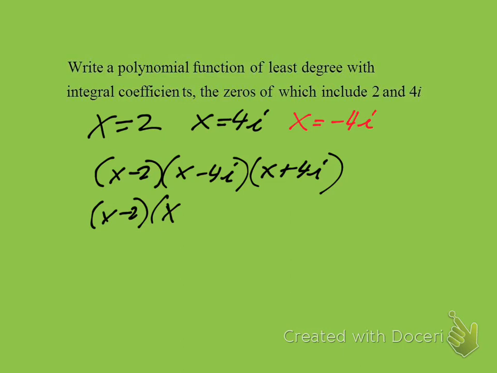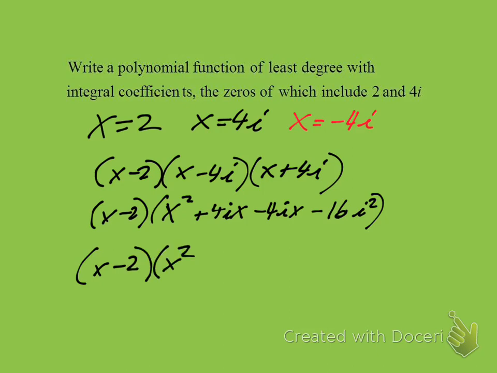X times x, x squared. X times 4i, 4ix, good. Negative 4i times x, negative 4ix. Now, negative times positive gives you negative, 4 times 4 gives you 16, i times i squared. Now, I wrote this out just so you see it. See these two? A 4ix and a negative 4ix. If these end up in your answers, you did something wrong. Thankfully for us, 4i minus 4i gives us 0. And 0 times x is 0. So those middle two terms, as they should, cancel.